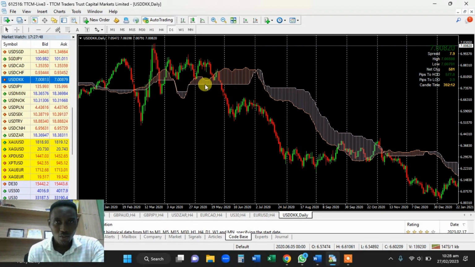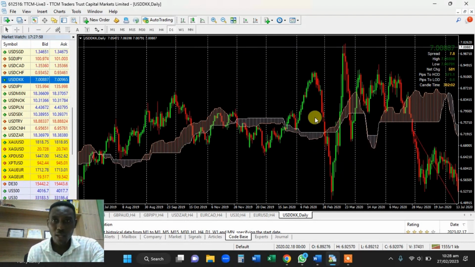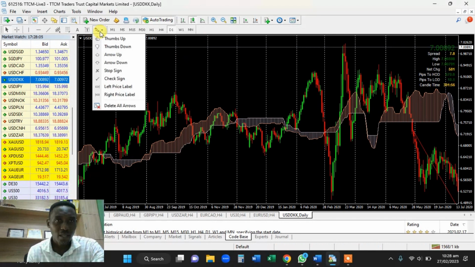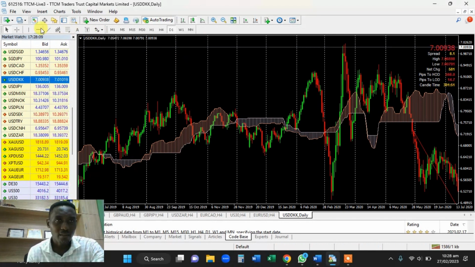So below the cloud we are selling, above the cloud. Let me do some drawing here. So if I'm below the cloud, this is all selling. If we are above the cloud, we are buying. Let me use a box, something that makes it a bit more graphic. What do I have here?